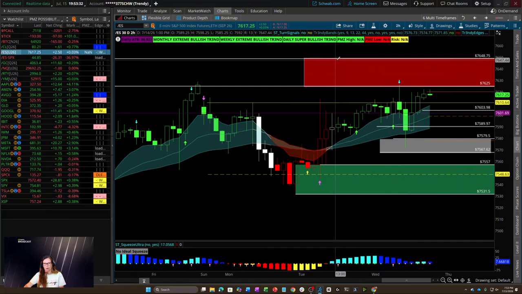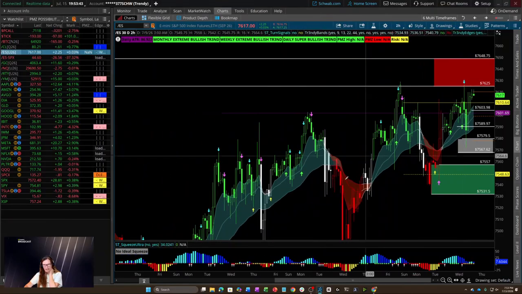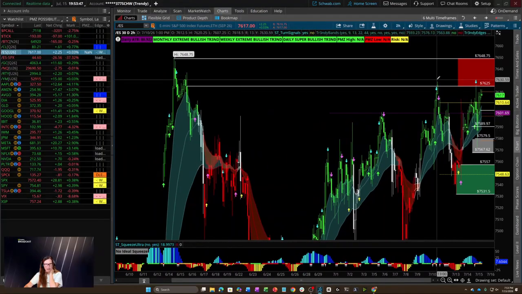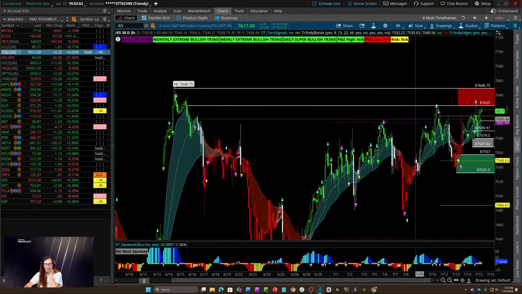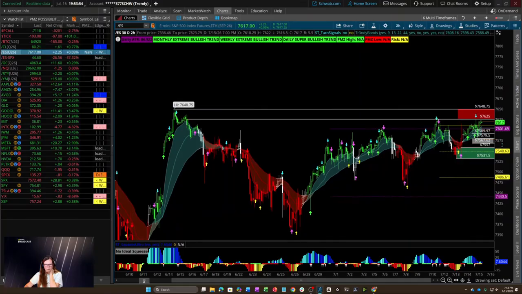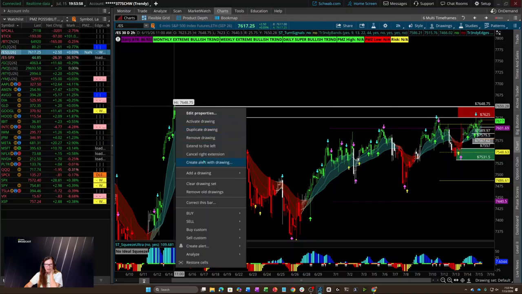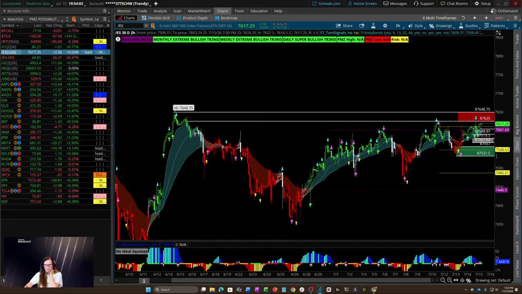Now, if you're wondering, okay, but how can I use Fibonacci if I have a sell zone here, right, and I want levels inside of this zone, there's a couple things that you can do. The first thing is you can draw your Fibonacci down right here.